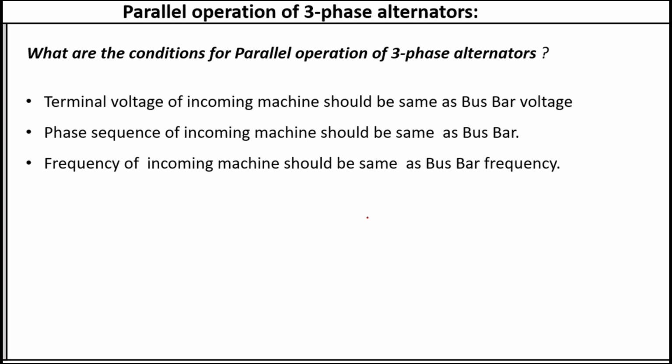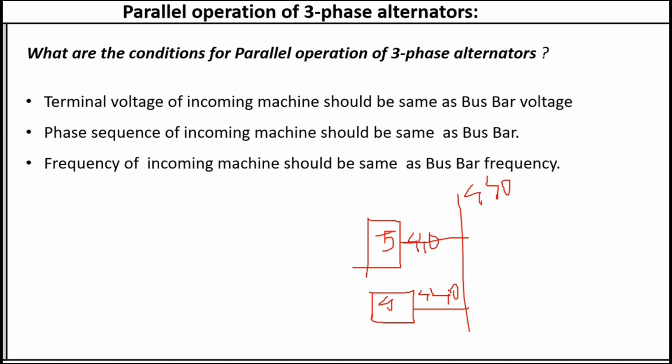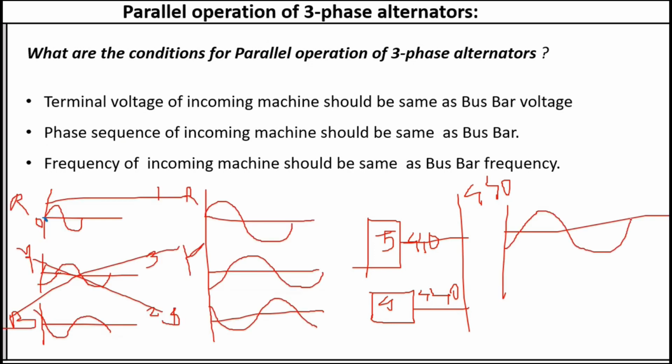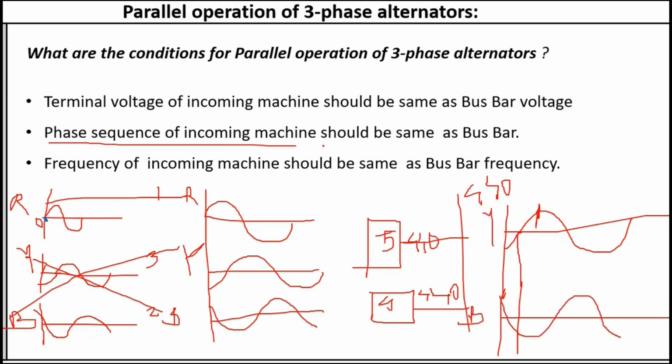That means, suppose this is an alternator, its output voltage is 440. So this voltage must be equal to the busbar voltage. This is the busbar. The terminal voltage of the incoming machine should be the same as the busbar voltage. Second, the phase sequence of the incoming machine should be the same as the busbar. It is somewhat like this, and this one is the B phase.